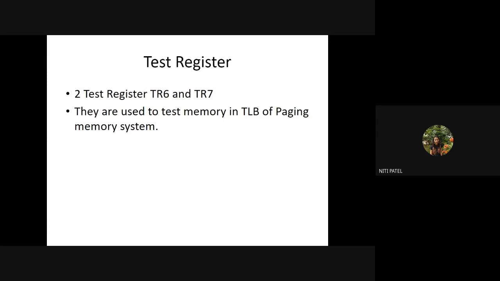Then we had seen a test register. What was that test register? We had 2 test registers, 6 and 7. What was the function of these 2 registers? It was checking the memory or testing the memory.